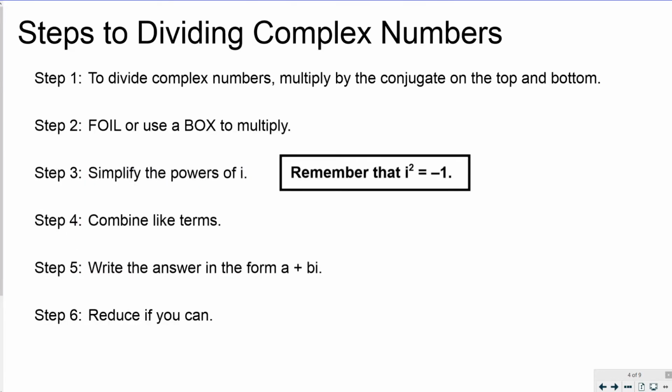So, steps to dividing. You need to divide complex numbers. You're going to multiply by the conjugate on the top and the bottom. You're going to FOIL or use a box method to multiply. Then you're going to simplify the powers of i, mainly that i squared equals negative 1. You're going to do any final multiplication and combining like terms. And then you're going to write your answer in the form of a plus bi.